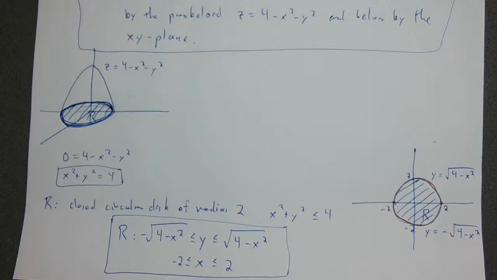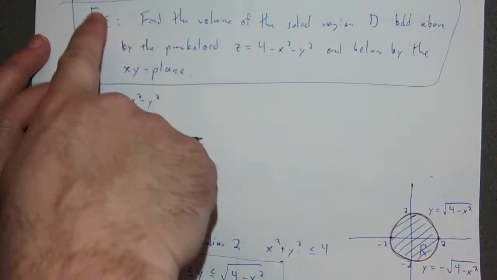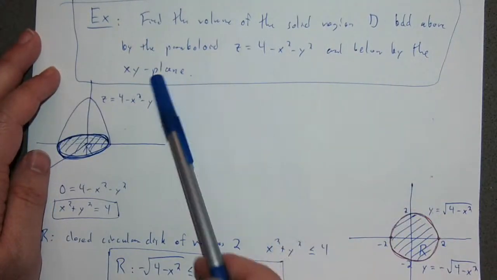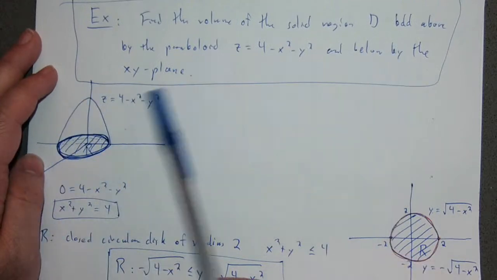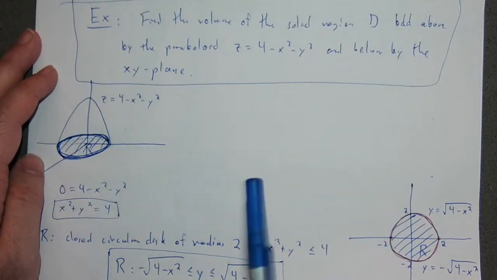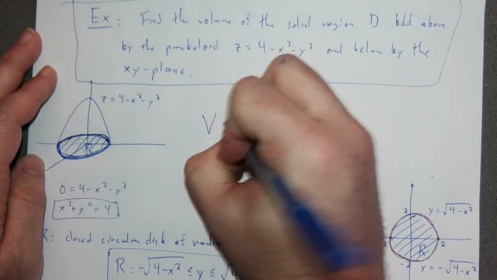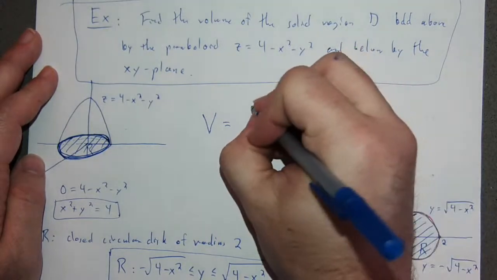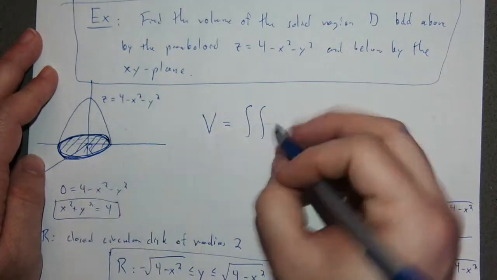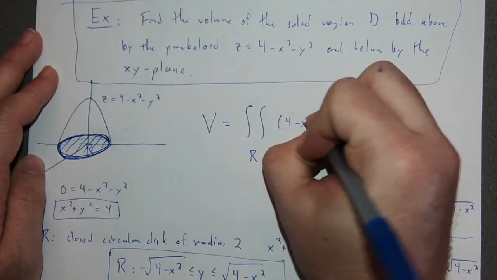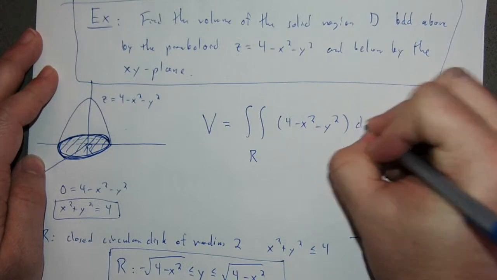So there's our description of our region R. Okay. So, going back to this problem, find the volume of the solid region D bounded above by the paraboloid, below by the xy plane. Well, that volume is computed, by definition, by the double integral over the region R that we found of 4 minus x squared minus y squared dA.